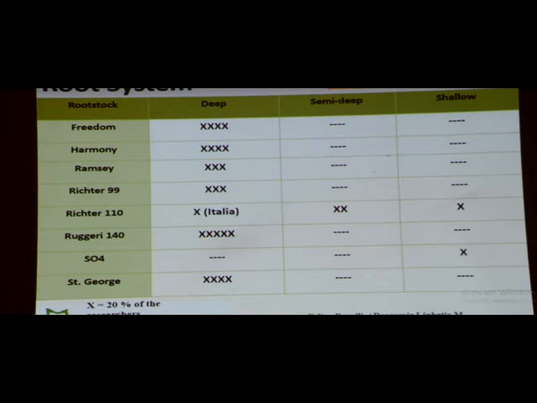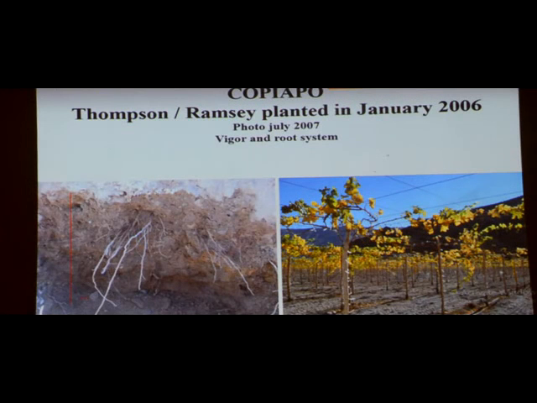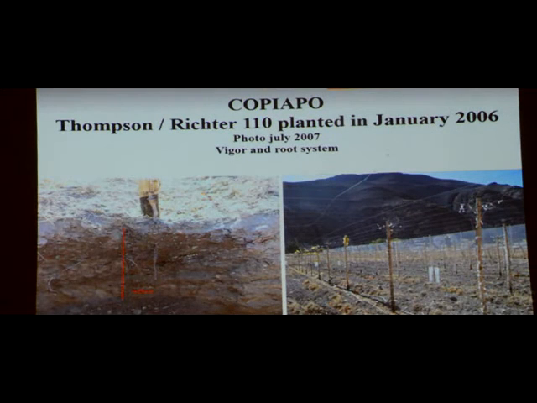They say yes. Okay. They say that Freedom has deal. So Richter is different because Richter is used in wine, in table grapes, and in different countries, so the behavior will be different. In Copiapó, Ramsay, after 1 year of planting, has more than 1 meter of root depth, good vegetative growth. But Richter, and answering your question, we didn't have good development after 1 year.